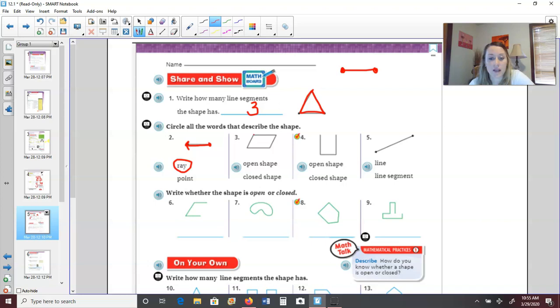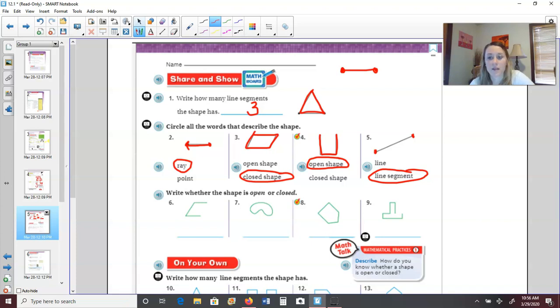Number 3 is a shape that has 4 sides, and as I trace along the segments or the sides, I started and ended at the same point. So this is a closed shape. Number 4, I think, is pretty obvious. We can see that because it does not start and end at the same point, it is an open shape. And number 5, again, we see these 2 end points. It does not continue on and on and on, so we would call this a line segment.